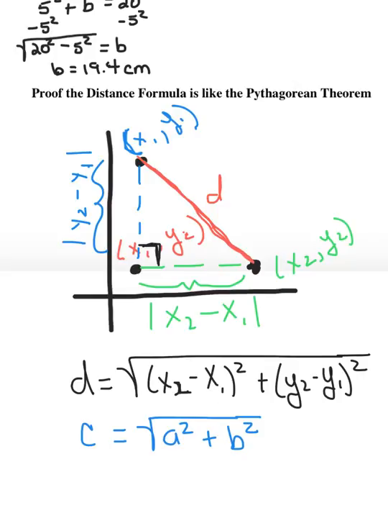So if I were to just call this length right here, I could just call that length A. I could call this length B. That would be my y2 minus y1 squared. And I could call that B. That would be my B squared in my Pythagorean theorem. And that's it. So you see how the distance formula was actually derived from the Pythagorean theorem.